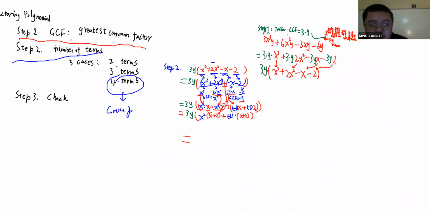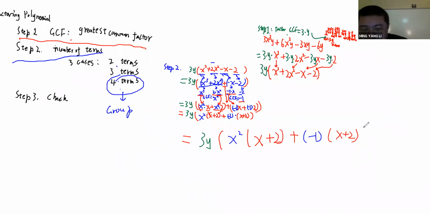So far, we have 3 times y, which is a common factor. Inside the part, we have this first x squared times, use the same color, x plus 2, then plus, the second one is -1 times x plus 2.